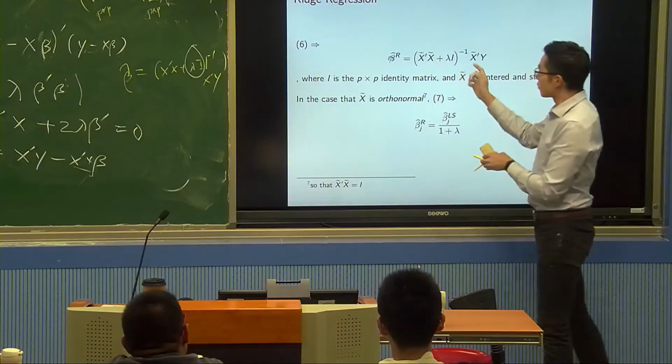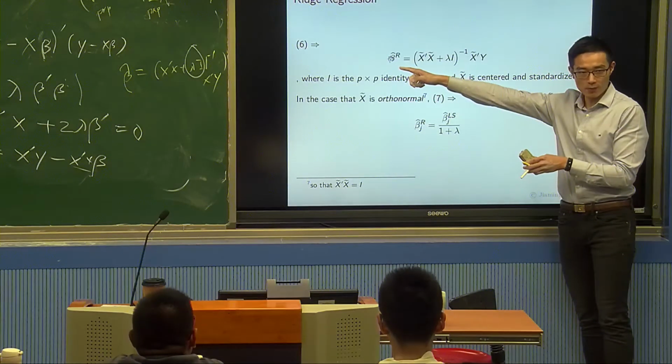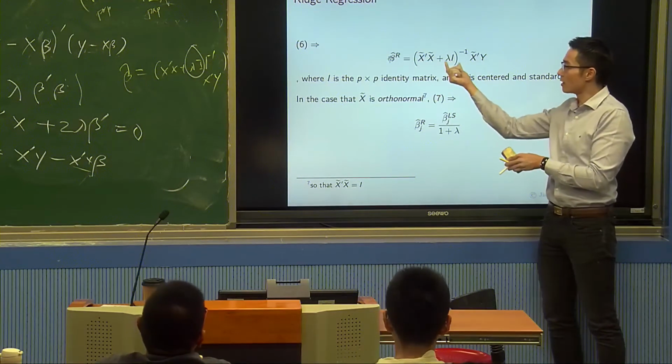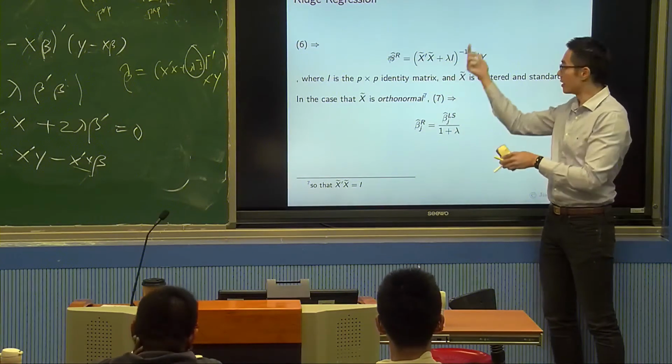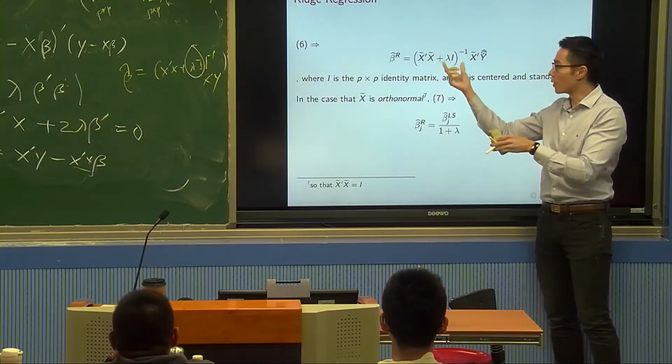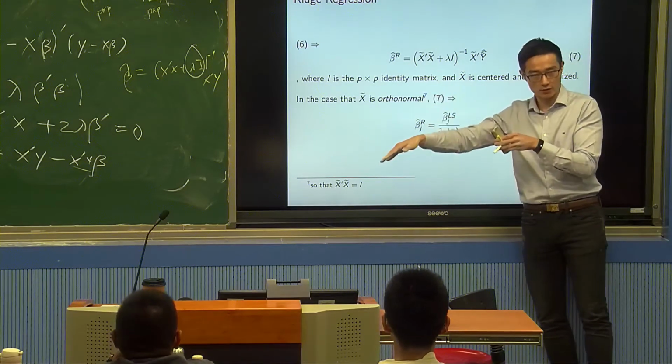Immediately you can see that we're shrinking the beta towards 0. It becomes smaller, as long as lambda is larger than 0. This part plus lambda is taking the inverse, because if you think about it, it's divided by plus lambda. So we're shrinking the size of beta towards 0, making it smaller.